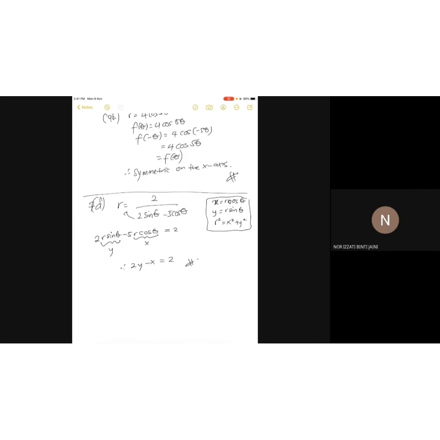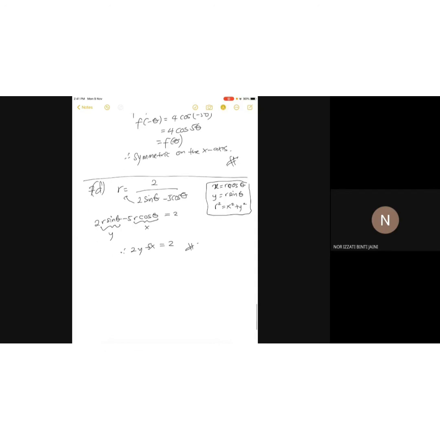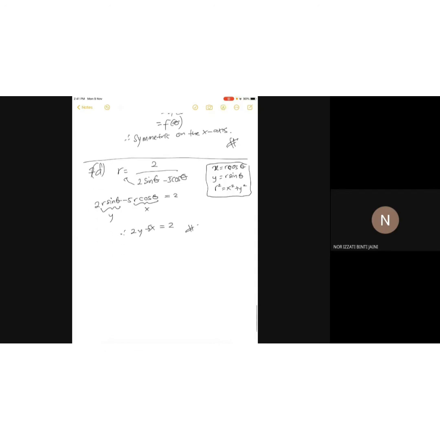Okay, and then kalau you nak permudahkan, permudahkanlah. Kalau tak boleh, stop sampai situ pun tak apa. So ada 2y tolak 5x sama dengan 2.